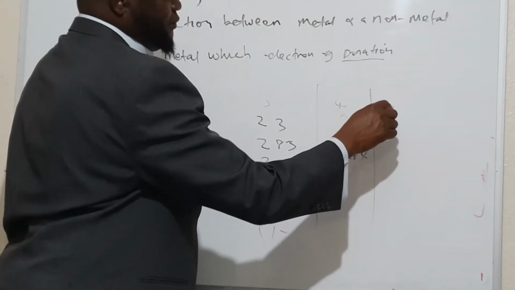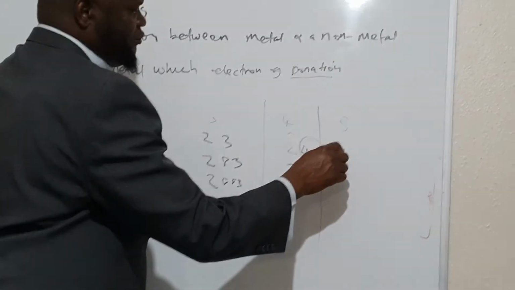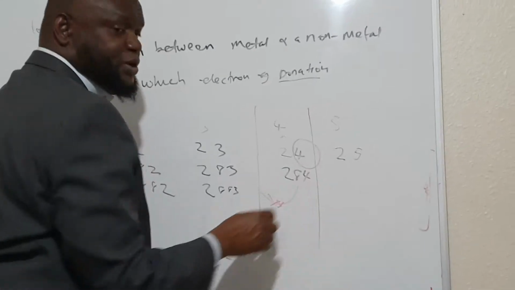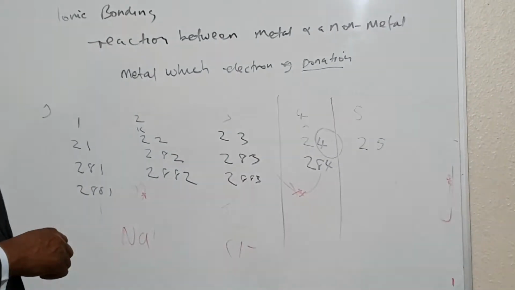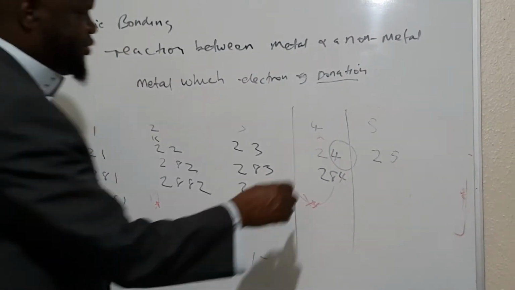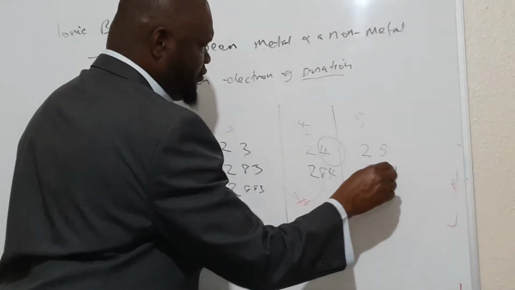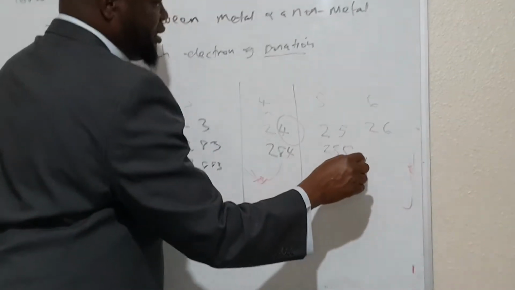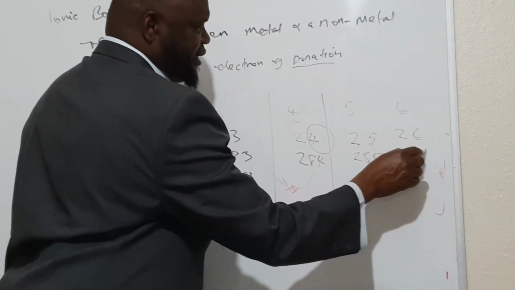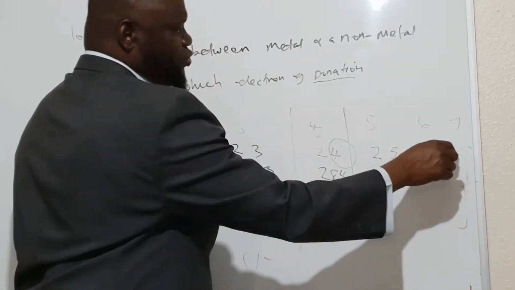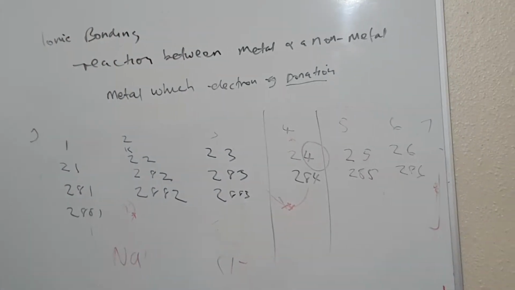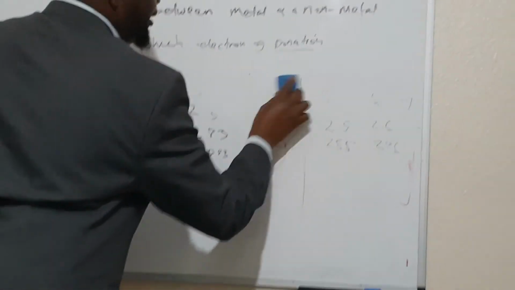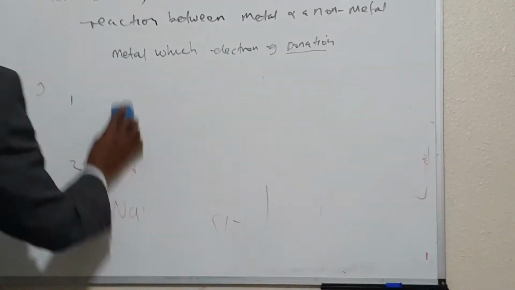Now, non-metals. Group 5, the first one is 2,5, and that is nitrogen. The next one is 2,8,5. Now you go to group 6, which has 2,6, and that is oxygen. Next one is 2,8,6. Then group 7, 2,7, which is fluorine, then 2,8,7, which is chlorine.